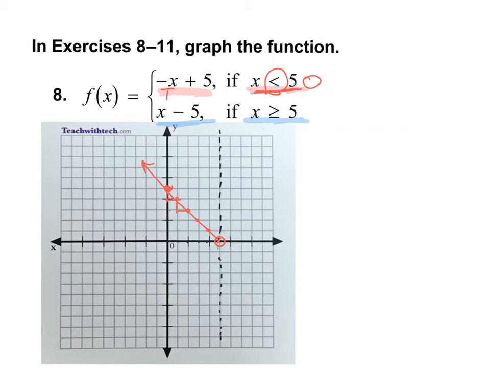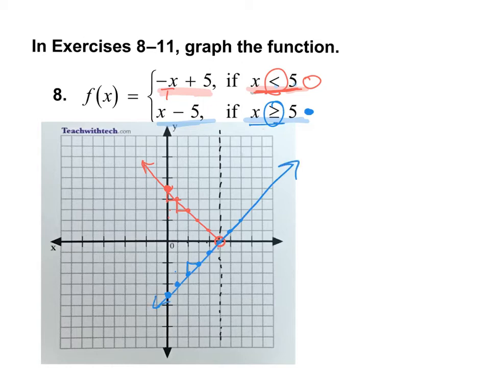And so we're going to put an open circle where our line meets our little vertical dashed line, because that's where x equals 5. And then our blue equation is x greater than or equal to, so we're going to use a solid circle. And this equation is x minus 5, so we're going to start at negative 5, and we're going to go up 1 over 1. So I'm going to start at negative 5. I'm going to go up 1 over 1, up 1 over 1. Keep going. I'm going to draw my line.